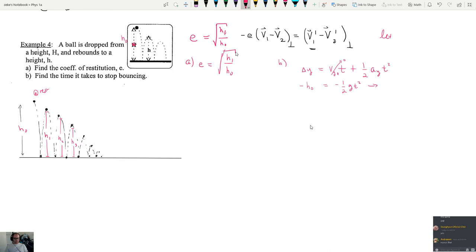right? And that means that the time is going to be equal to the square root of 2 times h naught divided by g. We'll call that t naught. That's the time for the first fall, right? Anyone have any questions about that?